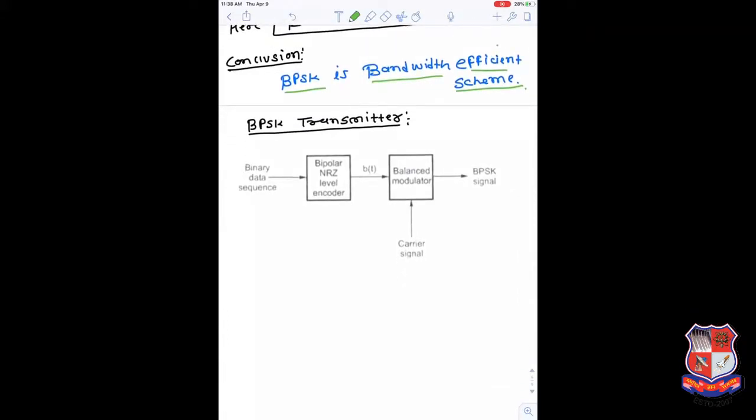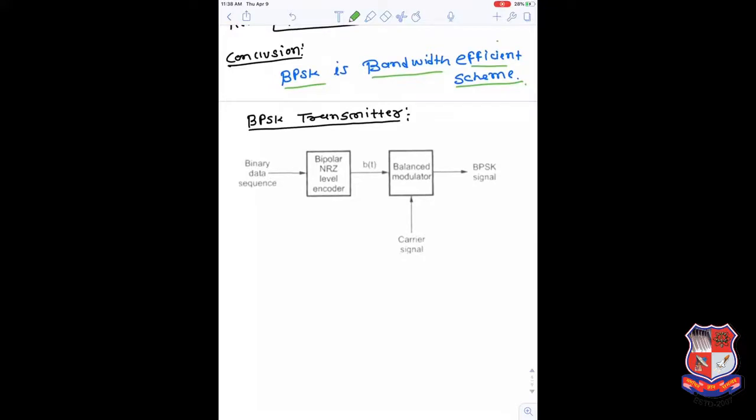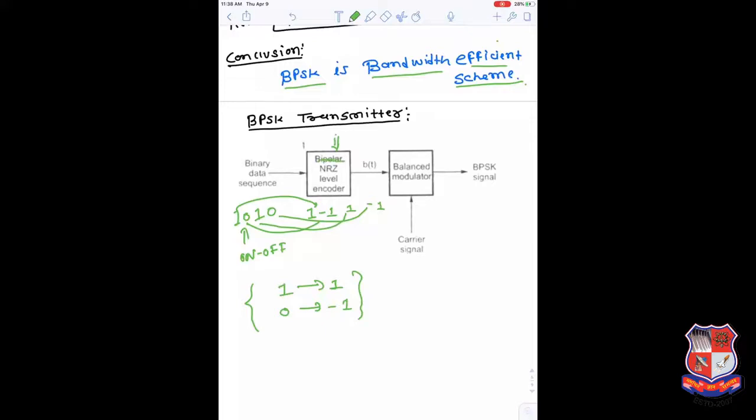Now we discuss the BPSK transmitter. In this diagram, the bits 1 and 0, which form an on-off signal, are converted to a polar signal. In a polar signal, 1 is represented as 1 and 0 is represented as -1. So we are converting 1 to 1 and 0 to -1. You need to note these two things down. Bipolar is used in a different context, so this is a polar signal. In the first step, we convert every on-off signal to a polar signal. So this is step number 1.